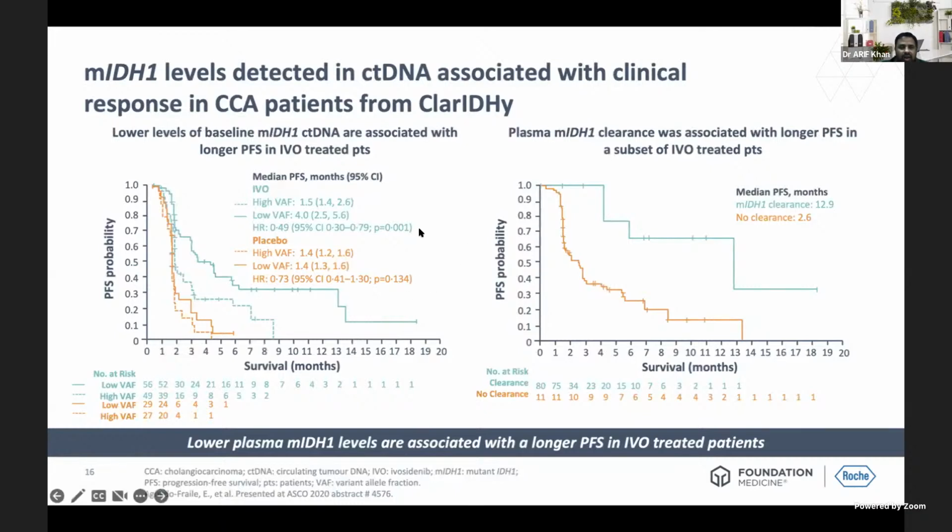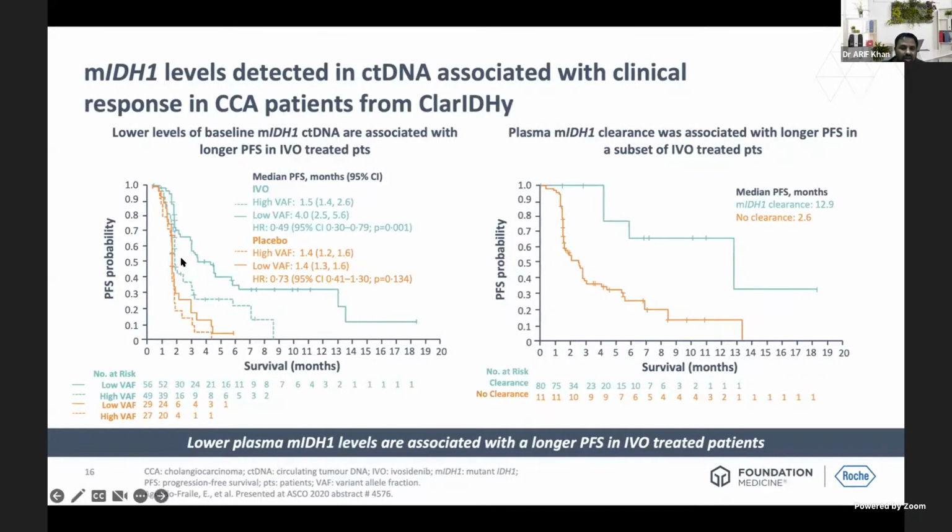So these are the IDH1 mutation patients who were treated with ivosidenib. What are the determinants of the improvement in survival? One is the variant allele frequency. What is this variant allele frequency? It quantifies the mutation in the blood. So the higher the mutation level in the blood, the lower the response to the treatment.